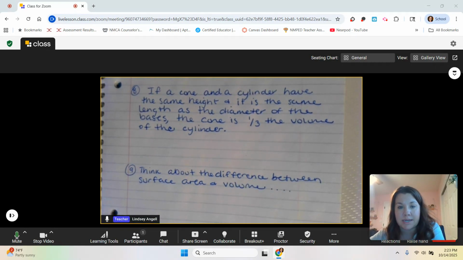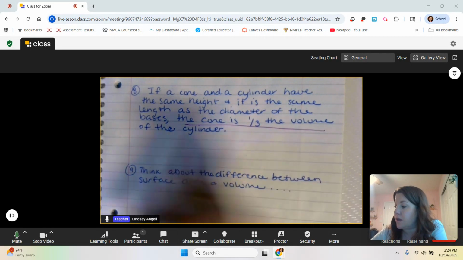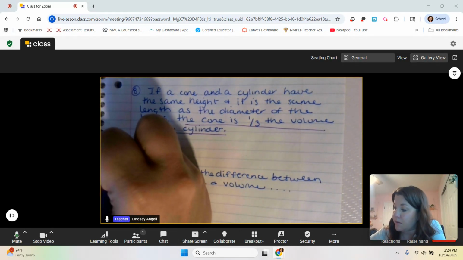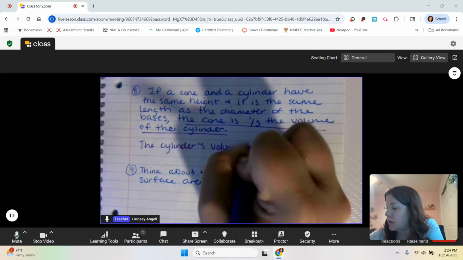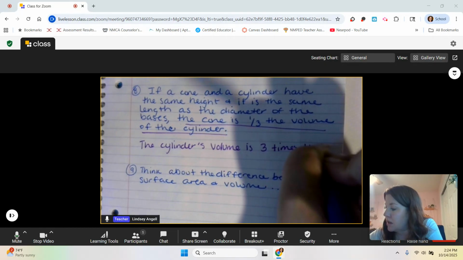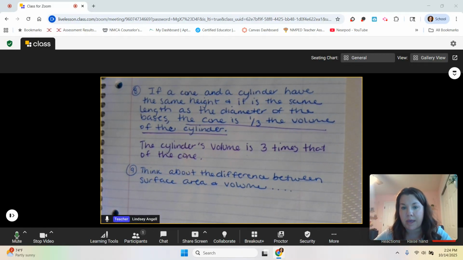Number 8, if a cone and a cylinder, just take this information and use it for the problem. If a cone and a cylinder have the same height and it is the same length as the diameter of the bases, the cone is 1/3 the volume of the cylinder. We could also write that the opposite way. We could say the cylinder's volume is 3 times that of the cone. Both those statements are true. They're just written in two opposite ways. One has the cone first, the other has the cylinder first. So just take that information and use it to answer the question.